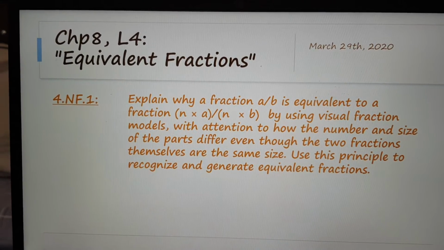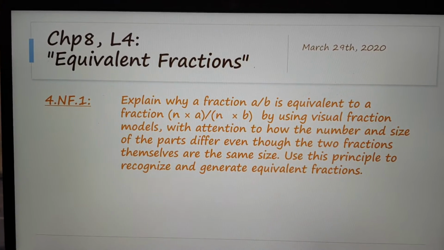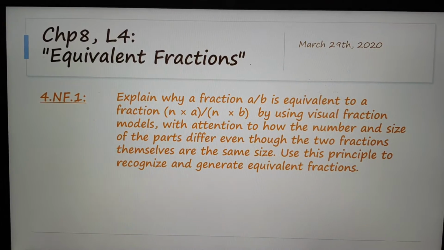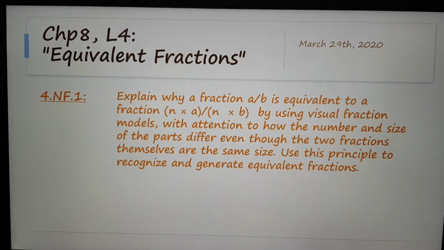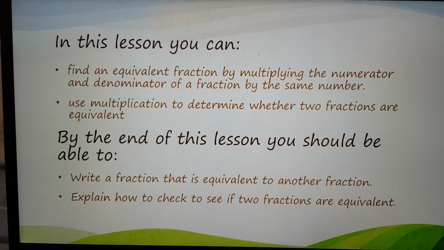Today's lesson is about equivalent fractions. You can see from the standard that we're supposed to find out how a fraction is equivalent to another one and explain it using different ways and paying attention to certain rules.